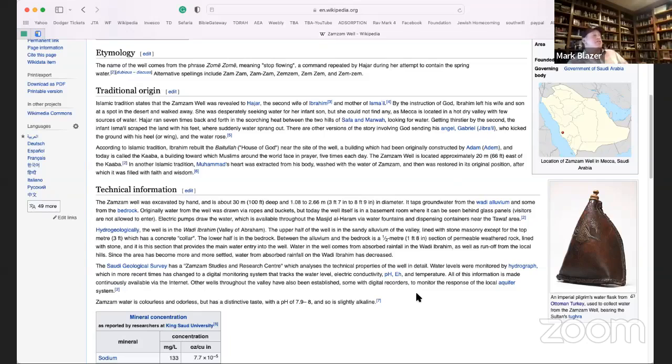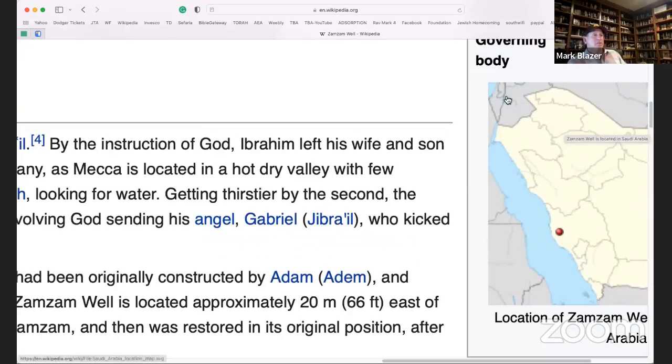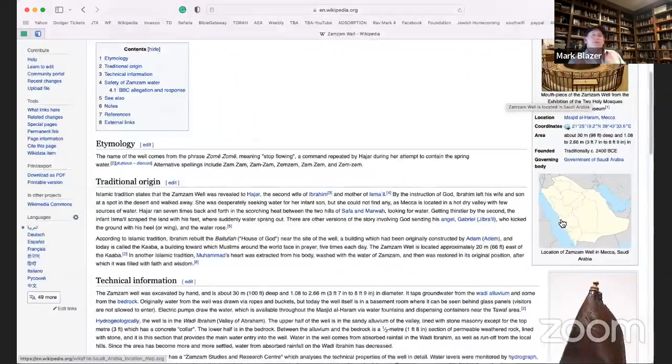So I will tell you that this is important because there are people around the world who will make a pilgrimage to this very well in Mecca. It is, as you can see, not anywhere near Israel. So here's where the Zamzam well is. This is where Israel is. It's many hundreds of miles away.